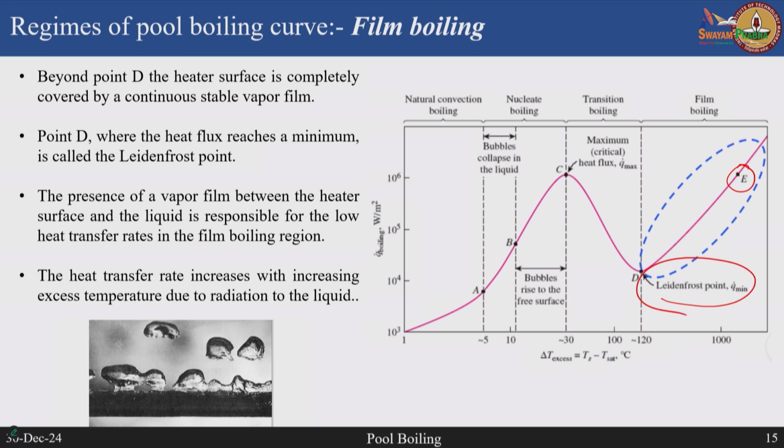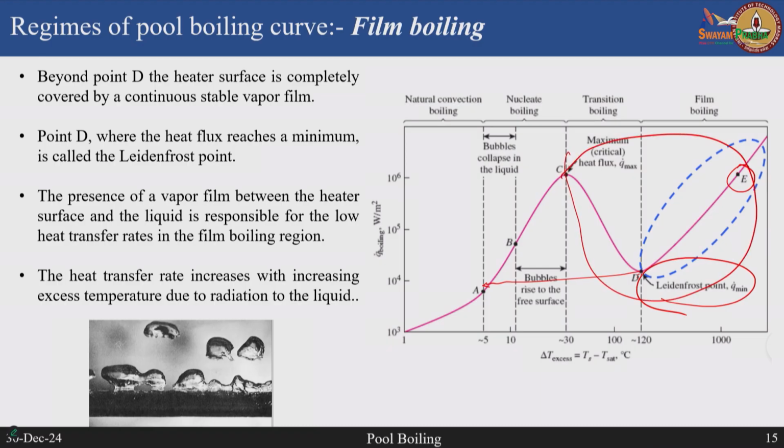Basically, in a controlled heat flux experiment, when you are reducing the heat flux, you reach the minimum value D, and below that it will come back to the beginning of nucleate boiling, and then back into natural convective boiling. This is called the Leidenfrost point. So anywhere between C and E is your film boiling.